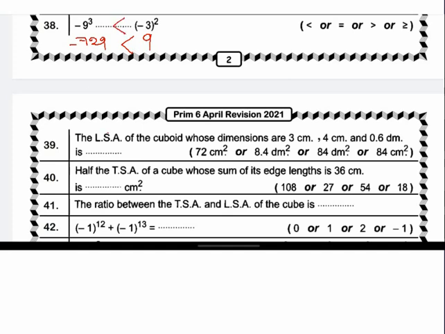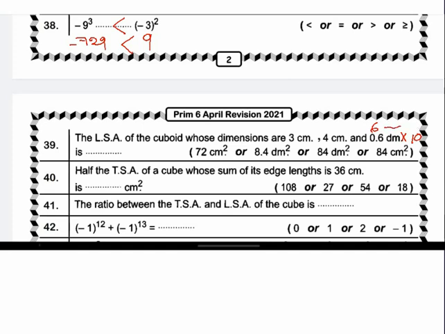Lateral surface area, LSA, it means lateral area, the same, of the cuboid whose dimensions are 3, 4 and 0.6 decimeter. Take care, before solving the question you should convert this into centimeter, because the rest of the units are centimeters. So to convert from decimeter to centimeter, multiply by 10. Yes, it will be 6 centimeter.